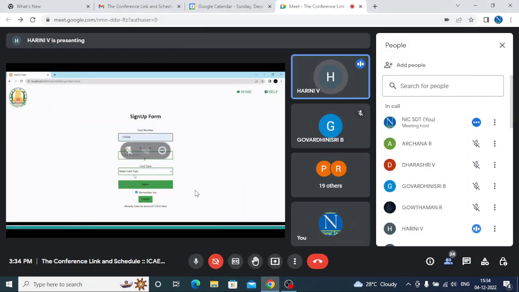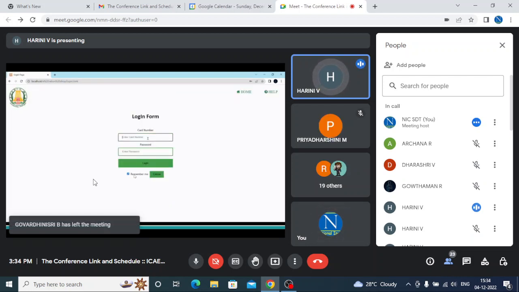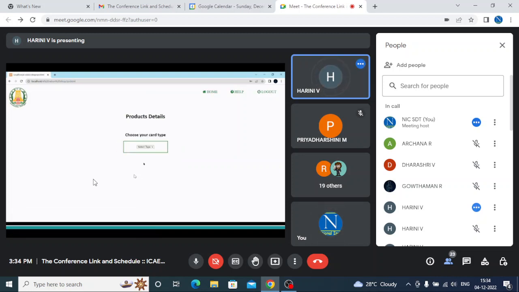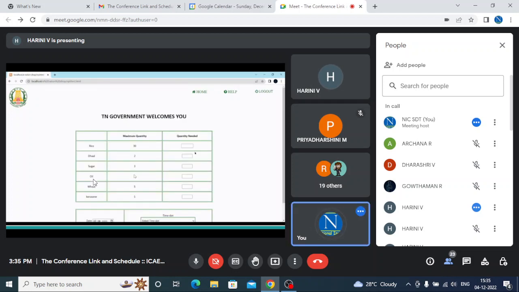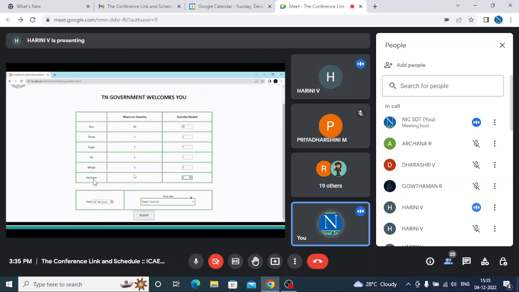So the user is asked to enter the card number, password, and also the card type is chosen. All these details are entered in the database. It is cross-checked with the data entered in the database in the login form. Based on the card we choose, the quantity of commodities available to us is displayed. And they are also asked to choose their comfortable date and time.